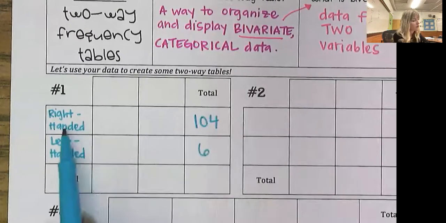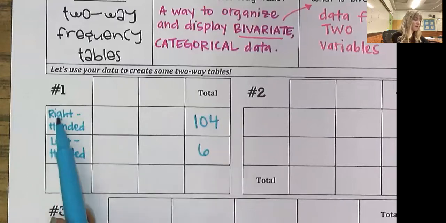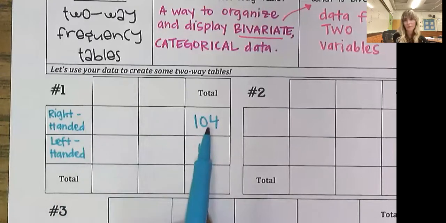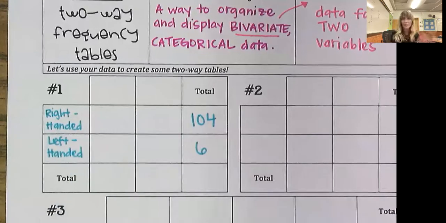Well, they are the totals that go along. A row goes along with the entire row. So your headings over here and your totals over here. This means that 104 of you were right-handed and 6 of you were left-handed. Okay, that's what that means. That is one variable, right-handed or left-handed. That is one variable's worth of data.